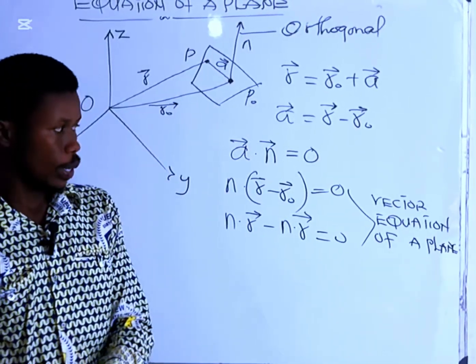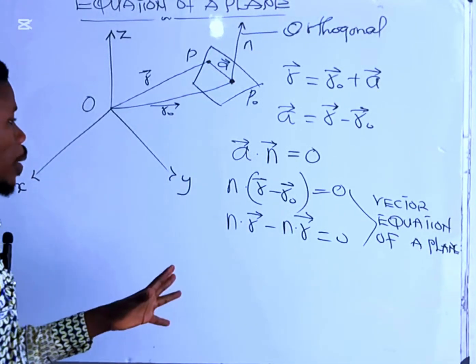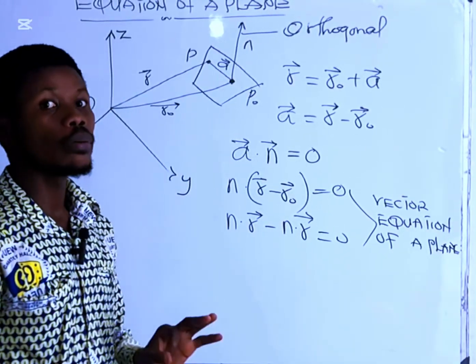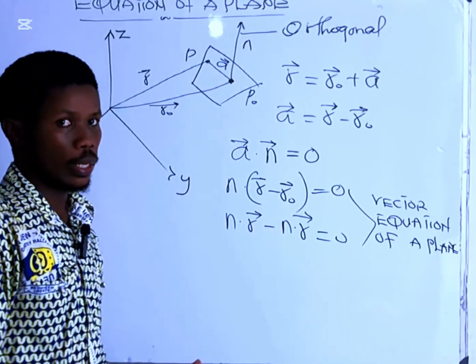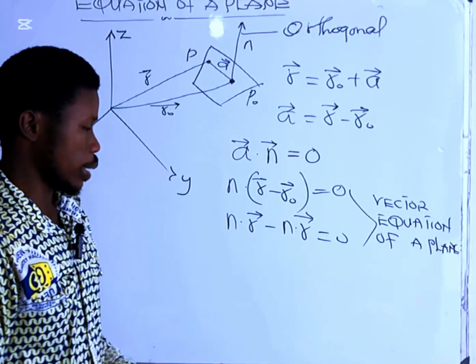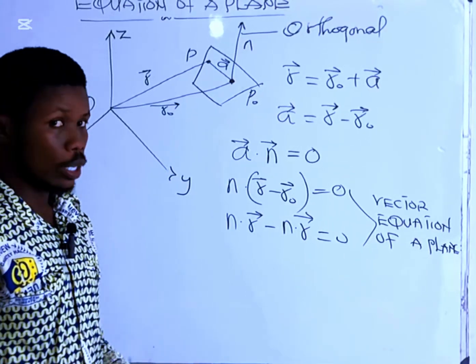Now let's also look at the scalar equation of a plane. How do you get a scalar equation of a plane? Remember that anytime you dot two vectors, the answer becomes a scalar. The answer you get will be a scalar. That's what I'm trying to say. So when you dot two vectors, the answer should be a scalar.